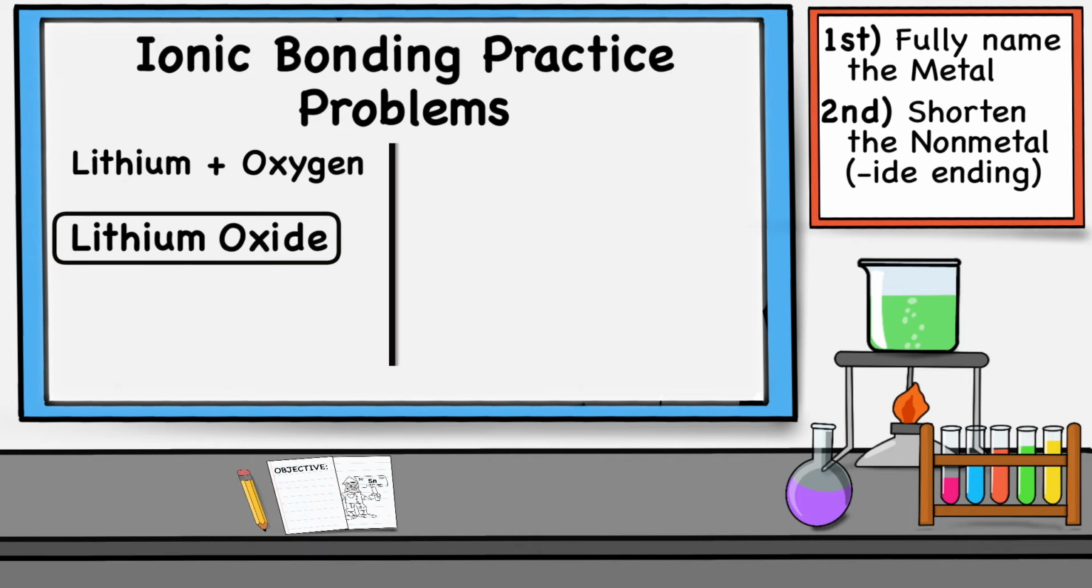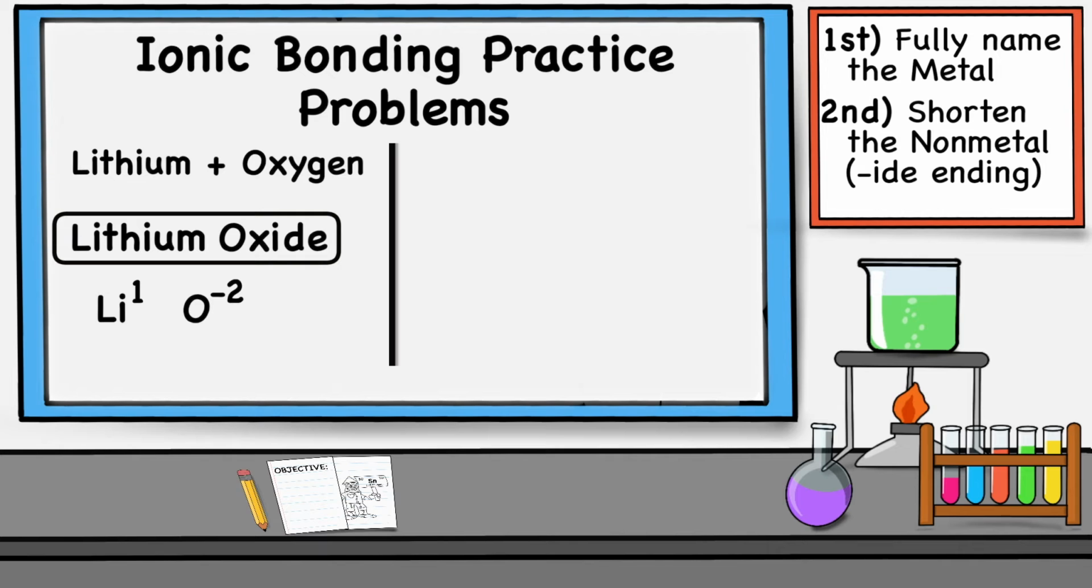Then, if we want to do the formula, I'm going to write down my two elements. So I have lithium, Li, and oxygen, O. I'm then going to go look at their oxidation numbers. Okay? Lithium has a +1 oxidation, while oxygen has a -2 oxidation. Those are going to be treated as superscripts for now.